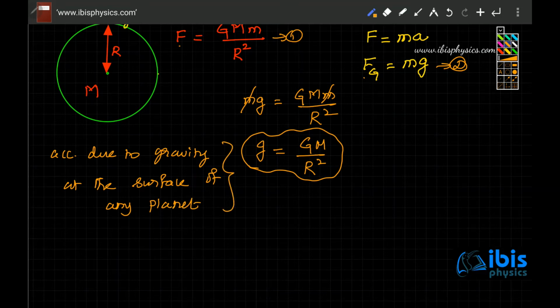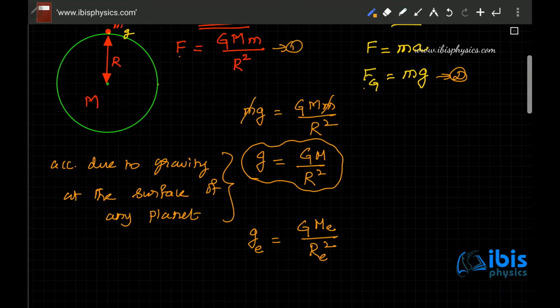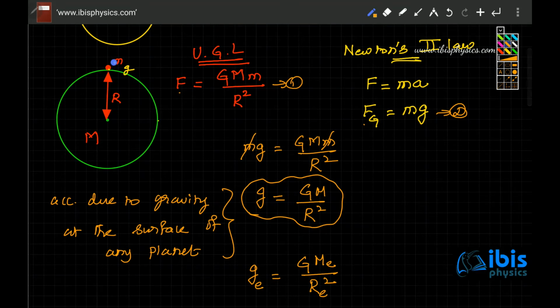So if you want to find out acceleration due to gravity at the surface of Earth, then gravitational acceleration due to Earth is G times mass of the Earth by radius of the Earth square, because that is what we wanted to find, right? So if it is planet Jupiter, here you have to substitute mass of the Jupiter and radius of the Jupiter, because you have to assume that the mass is at the surface of the Jupiter and the distance is radius of the Jupiter, and this m is mass of the Jupiter, and so on.